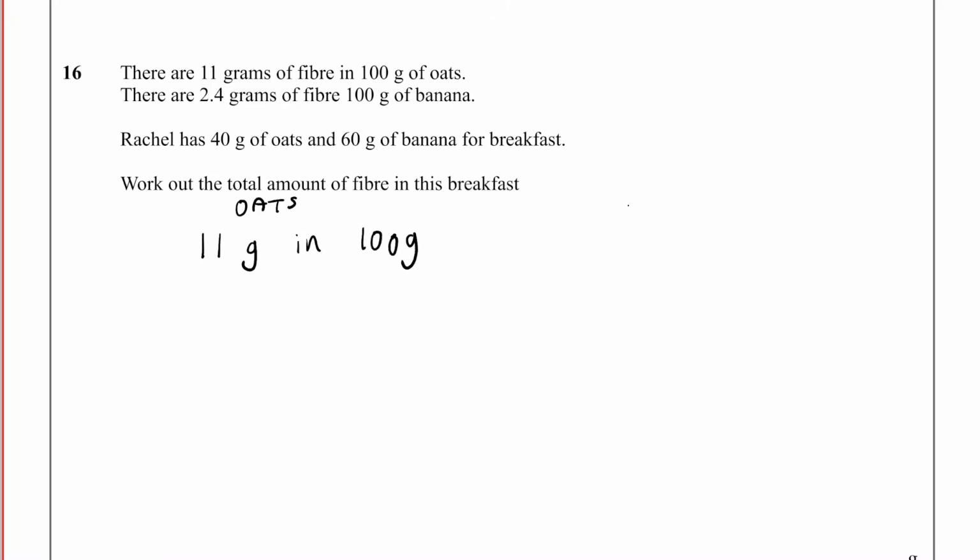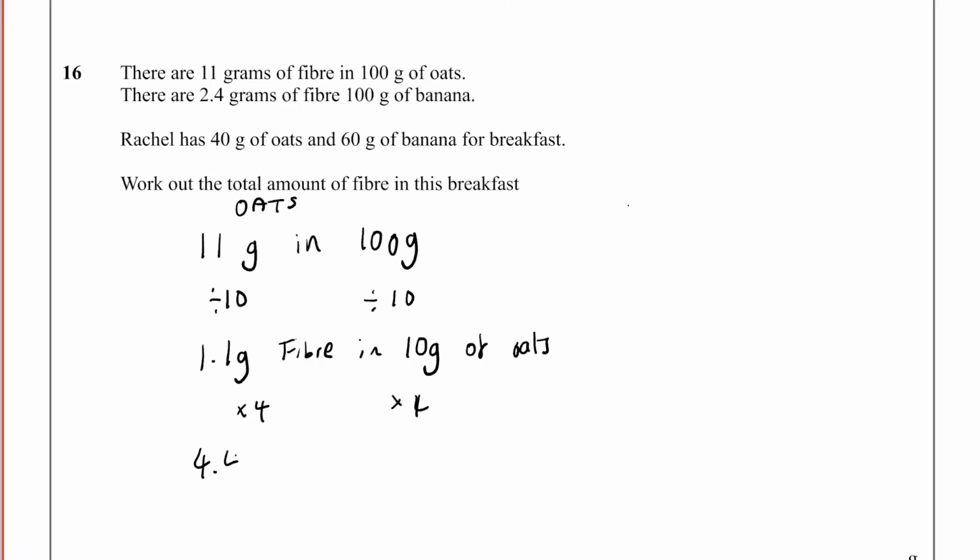And we need to get to 40. Let's divide it by 10 and we'll get 10 grams. So it'll be 1.1 grams of fibre in 10 grams of oats, and we need 40 grams, so times it by 4. So we've got 4.4 grams of fibre in 40 grams of oats.